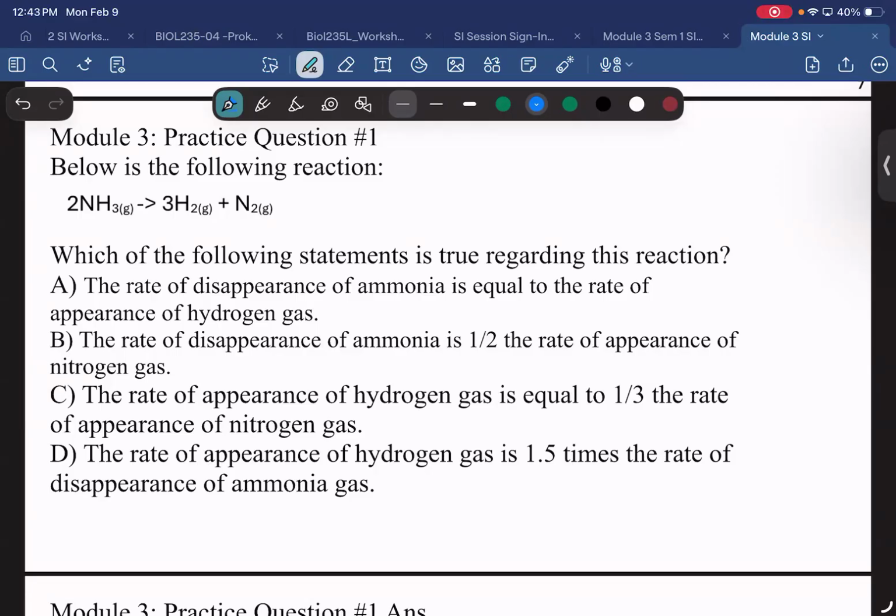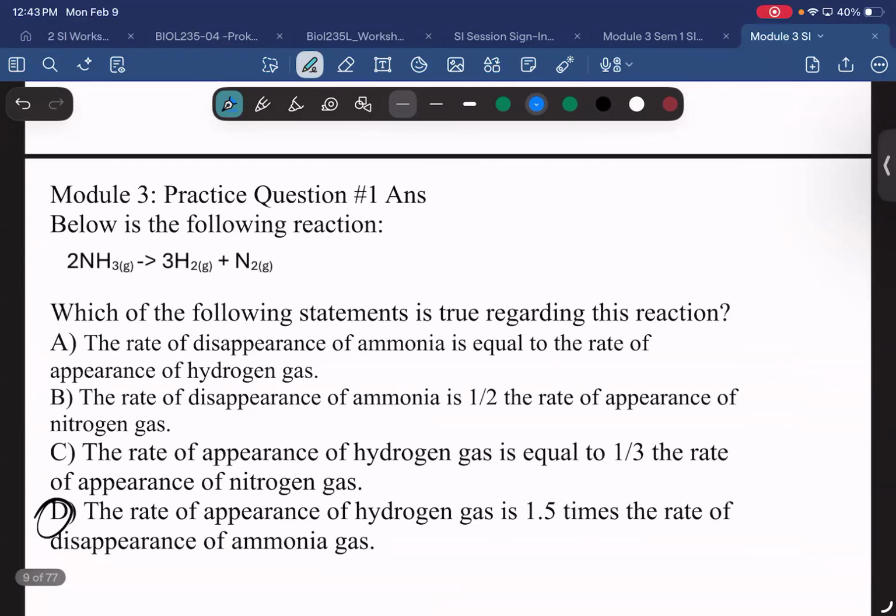All right. What's the answer, you guys? Which one? D. D, the rate of appearance of hydrogen gas is 1.5 times the rate of the disappearance of ammonia gas. Yeah, I think it's right. Let's see. It's right. Good job, Da Vinci.